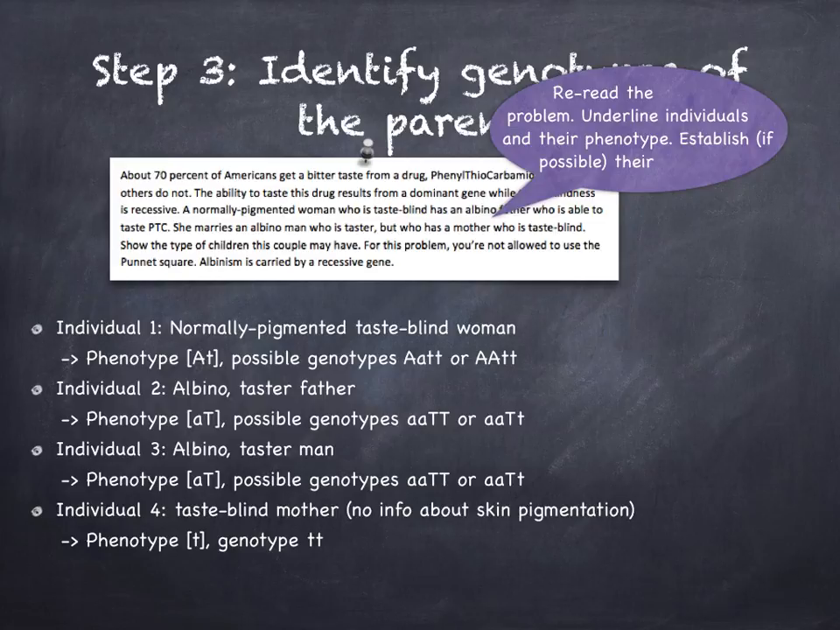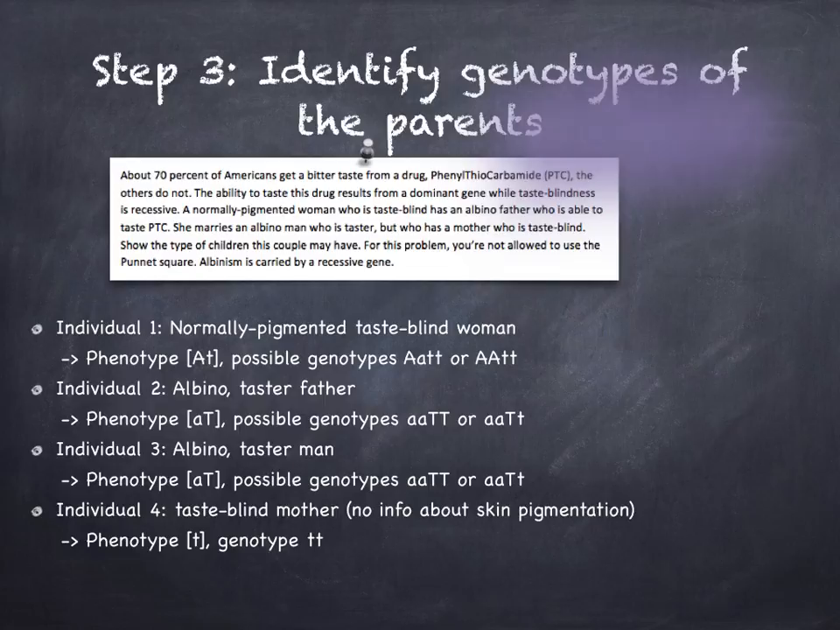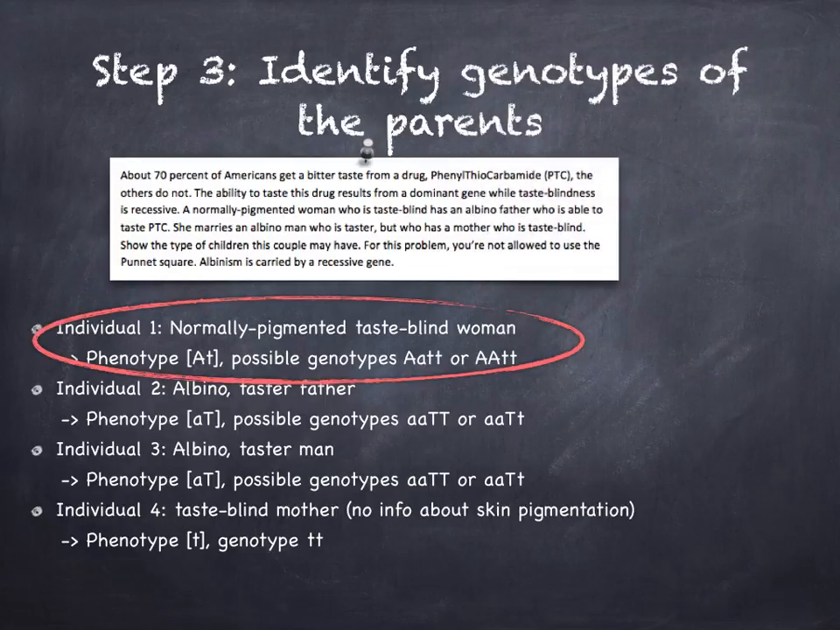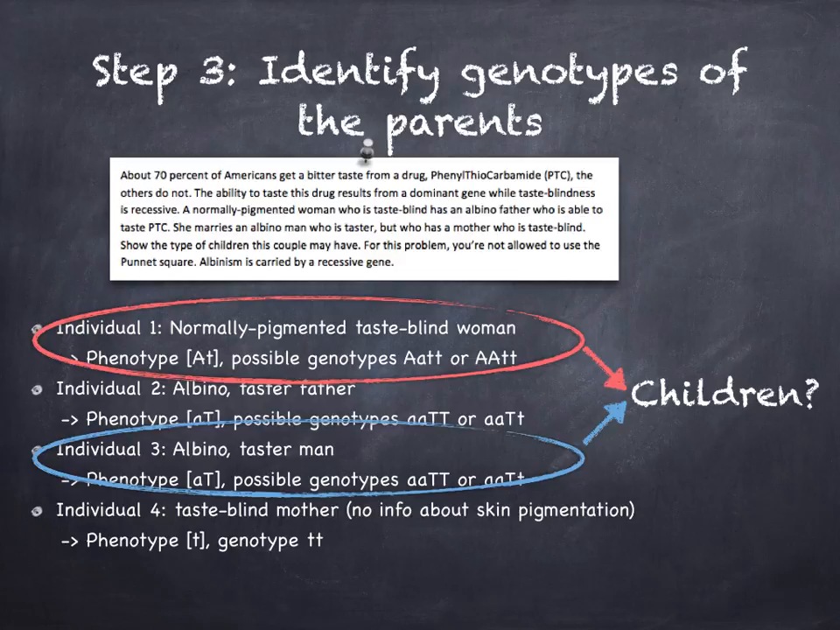Now the next point will be to identify which of these individuals will mate and have kids. We know that the first woman will have children with the man, and we want to know the genotypes and phenotypes of the children that they can possibly have. It doesn't mean that they will have all these possibilities, but they can possibly have different types of children, and that's what we want to determine.